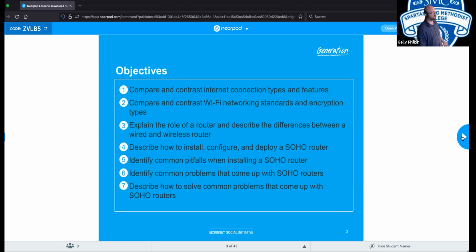Describe how to install, configure, and deploy a SOHO router. Identify common pitfalls when installing SOHO routers and identify common problems that come up with SOHO routers. And lastly, describe how to solve some common problems that come up with your SOHO routers.